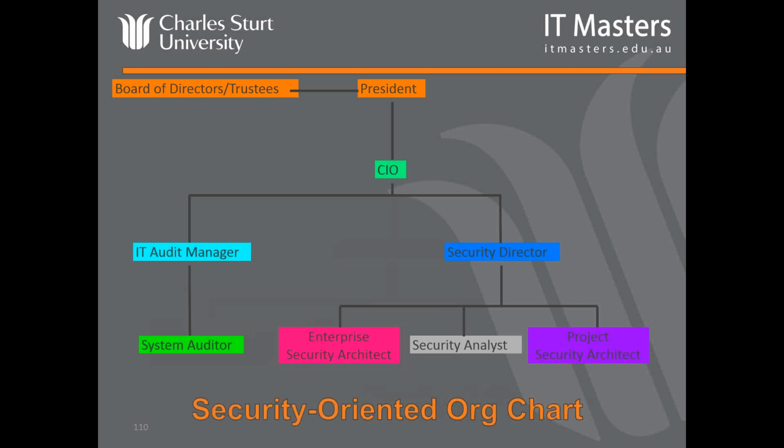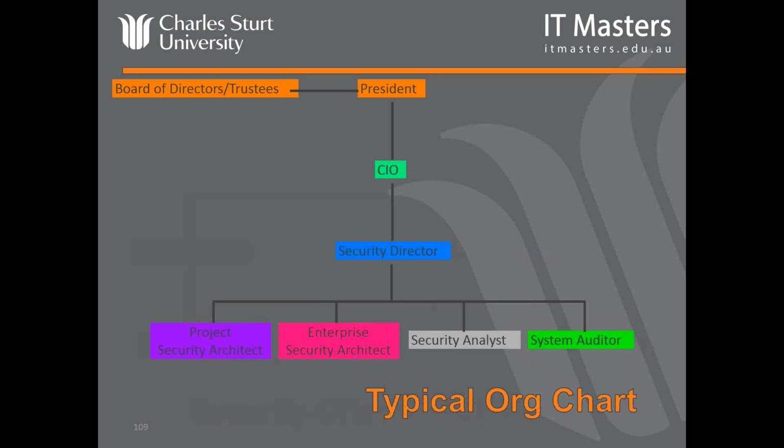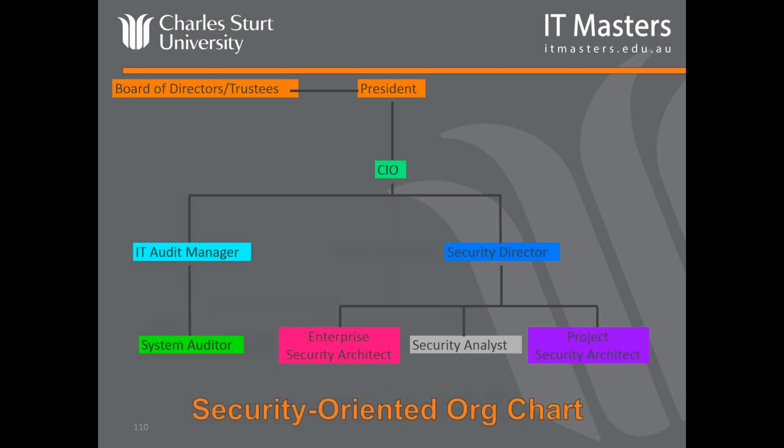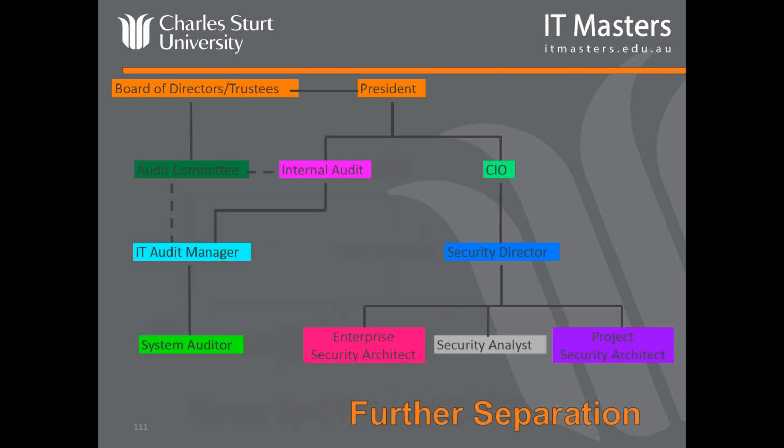We can also look at splitting this out into a more security-orientated organizational chart where we split IT audit away from the security director so that we have some level of accountability between the two. If the security director, like we had before, has system auditor underneath them, then we don't have the accountability. Of course, here we still have the CIO controlling both areas, so then we can even make it more separated, especially if we're getting into larger organizations where we bring the audit committee, internal audit, whatever else, separate to even the CIO. So yes, separation of duties to thwart collusion.